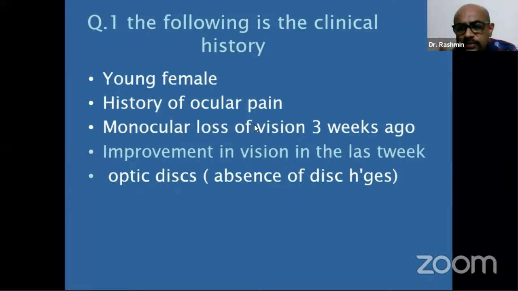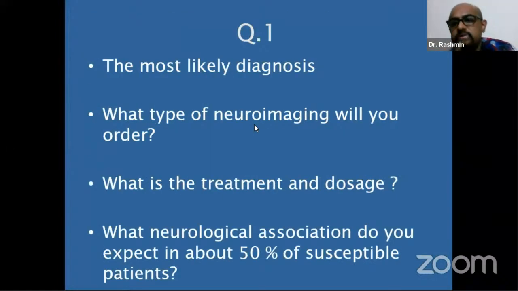So in neuro-ophthalmology, you would have to have history, because unless the history is given, you will not have the diagnosis so clearly. If you're given a clinical history that is a young female, history of ocular pain, monocular vision loss 3 weeks ago, improvement in vision in the last 1 week, and optic discs are normal, what is the most likely diagnosis? Optic neuritis, because she's a young female and the vision has recovered and the disc doesn't have any hemorrhages. Fantastic.